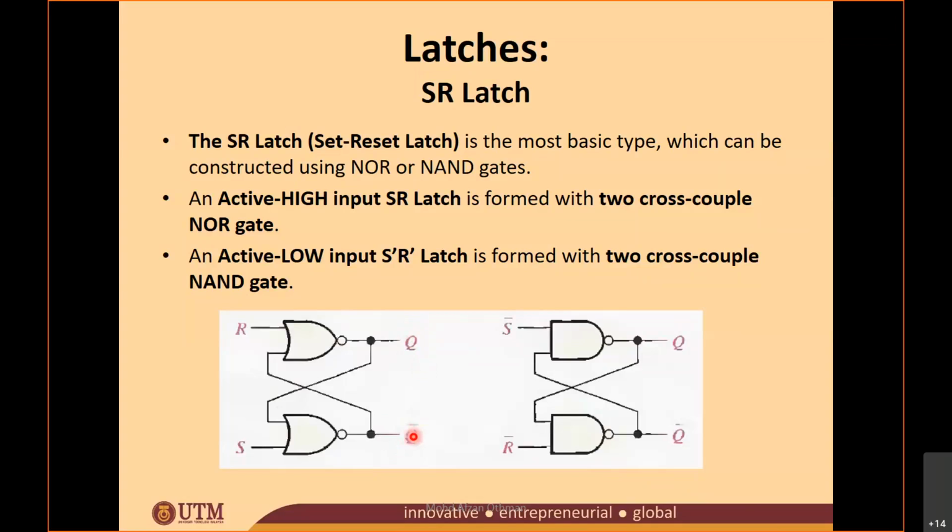That is invalid. Okay, and then pada masa yang sama, because this one is a sequential, kamu tengok ni output dia ni, output from the first NOR gate here, become an input for the second NOR gate.